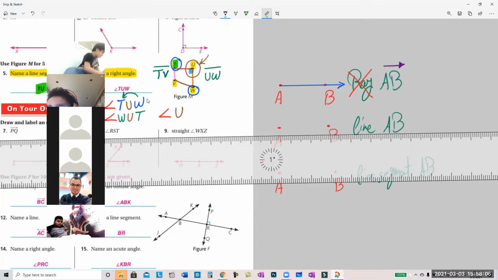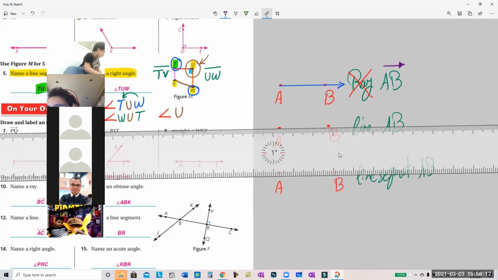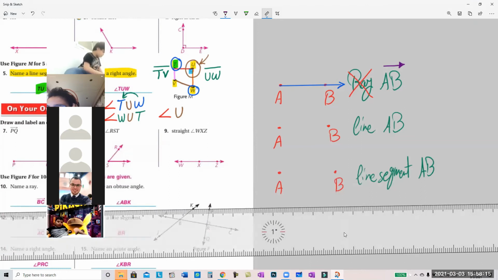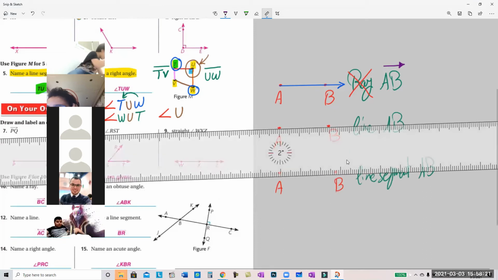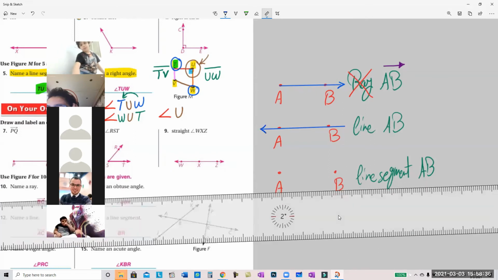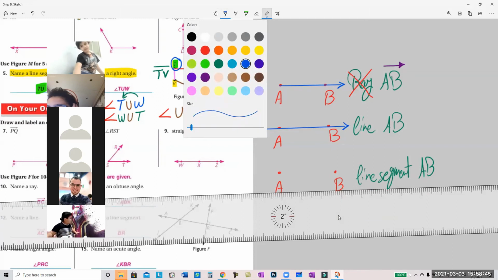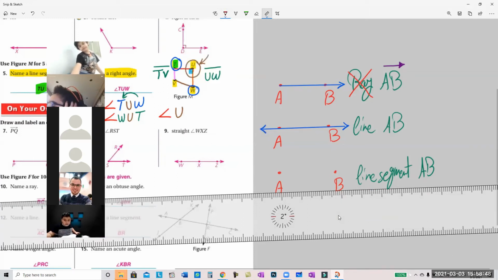Hello, mister. Okay, Sultan, if I ask you to draw line AB with the next one, so we have the 2 points located here, and just adjust your ruler like that, and then how can we draw it? How can we draw a line AB? So you have to draw a line passing through both points like that, with double arrows, from the first point to after the second point. So that, we have line AB.